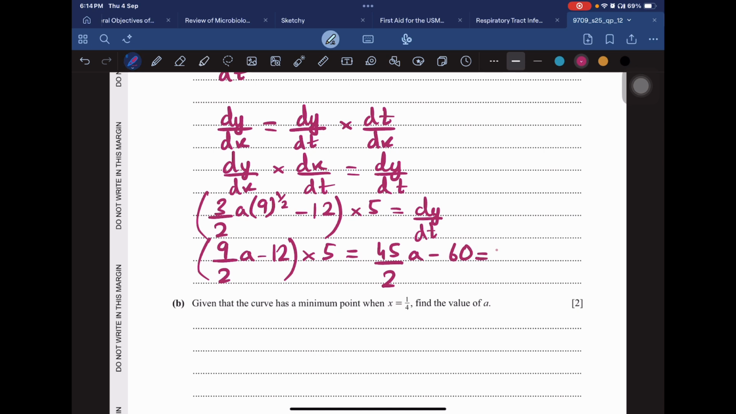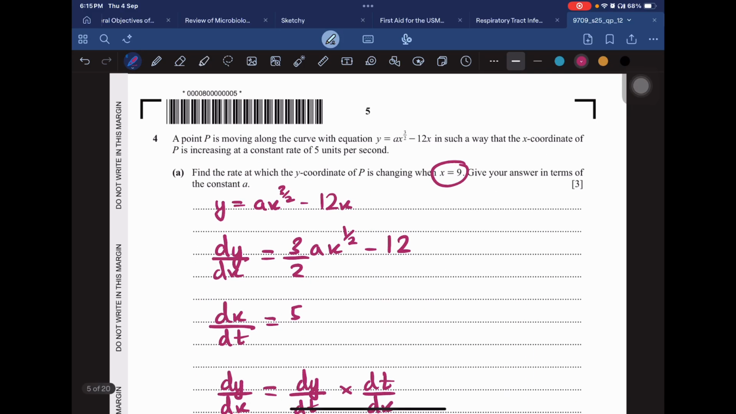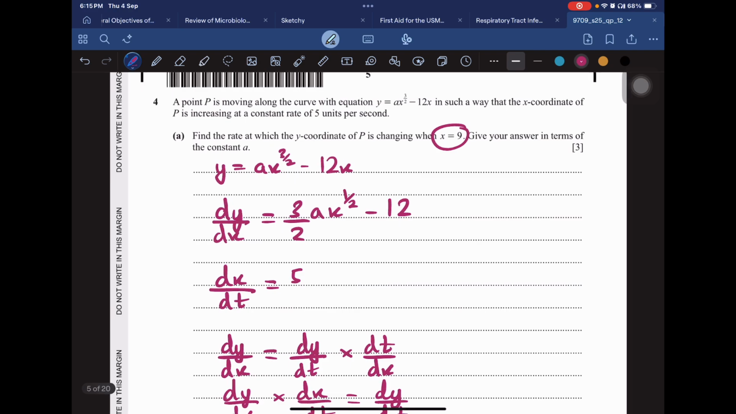From here, what we can do is we can take 15 common. This will leave us with 3 upon 2a minus 4. Yeah, that is our dy over dt at x equals to 9. And we have to give the answer in terms of a. That's what we've done.